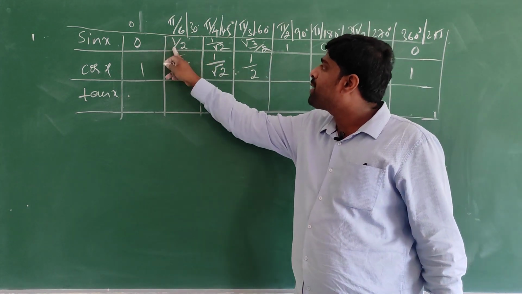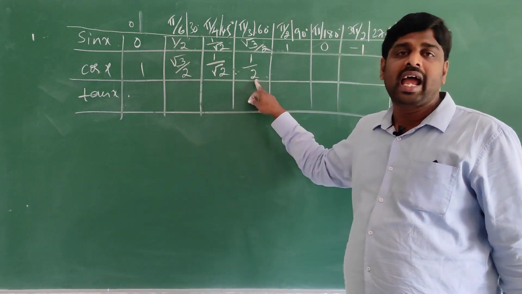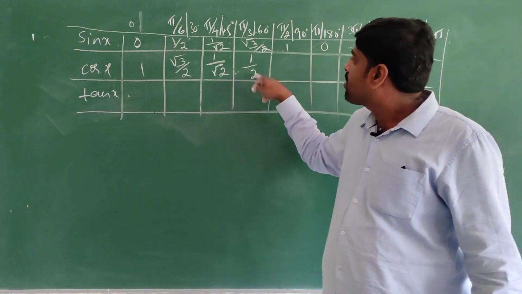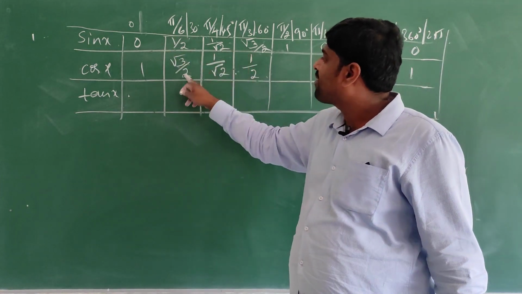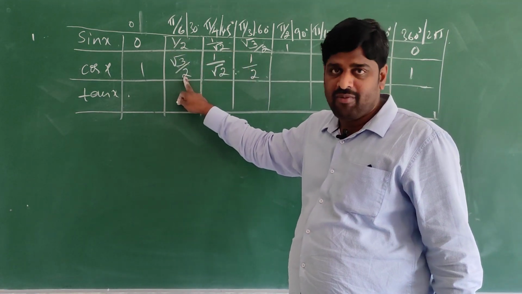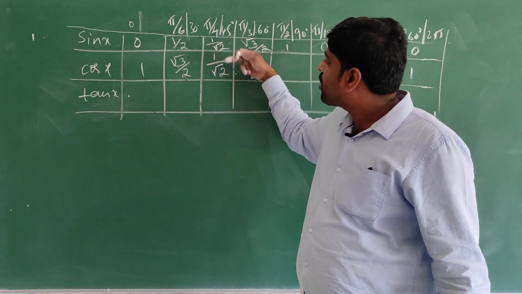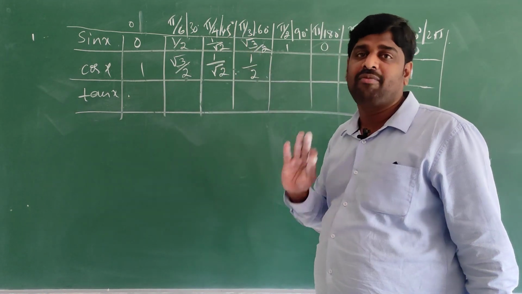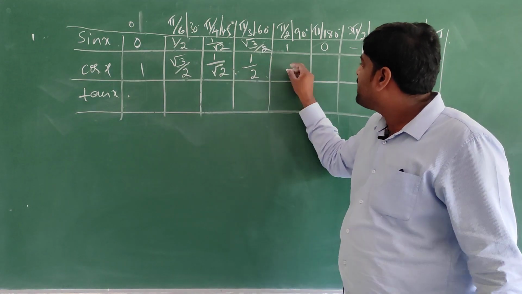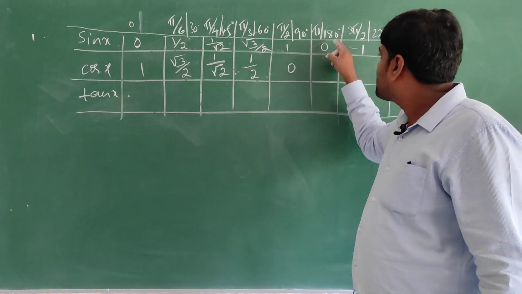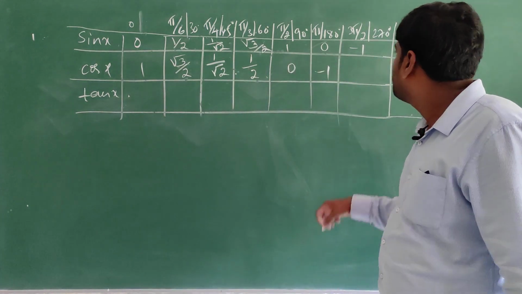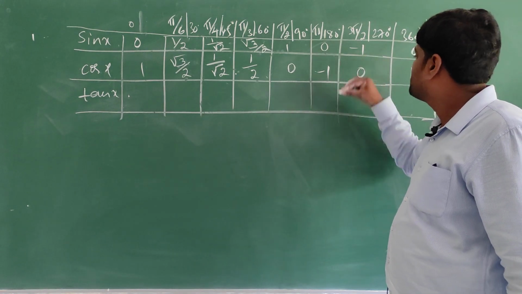Here sin pi by 6 and cos pi by 3 have the same value. Sin pi by 3 and cos pi by 6 have the same value. And sin pi by 4 and cos pi by 4 have the same value. And cos 90 is 0. Cos 180 is minus 1. Cos 3 pi by 2 is 0.